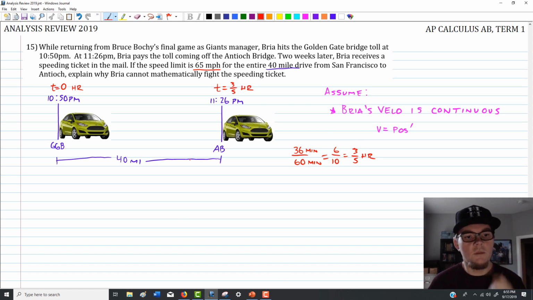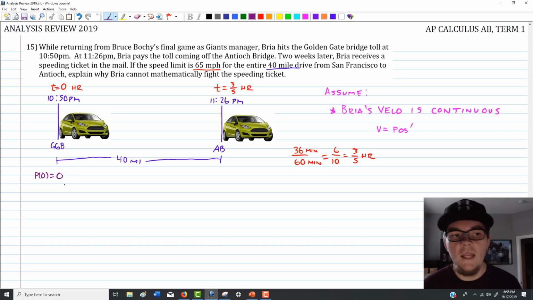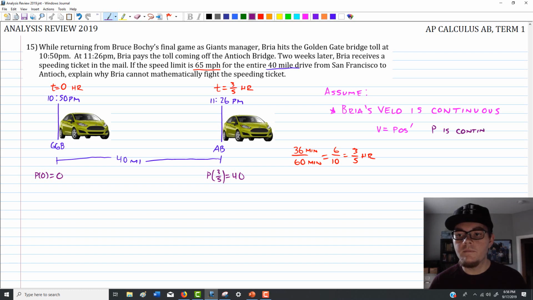So we've got all this information in place. We could also, if we wanted to, formalize one last little thing here. We could say our position at time t equals 0 was 0 and just assume her path began at the Golden Gate Bridge toll, even though we knew she had to be at AT&T Park first, or whatever they call it now. And then last, we could call p of 3/5 equal to 40, because she was 40 miles away at 3/5 of an hour later. So we've got all that information. We've also established that p is continuous and differentiable.